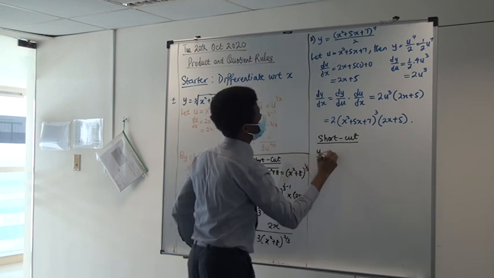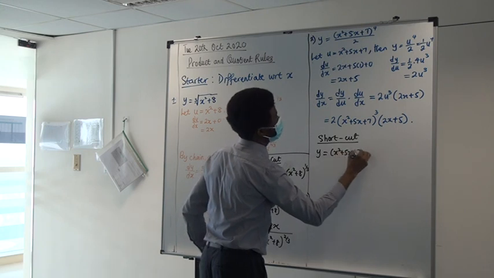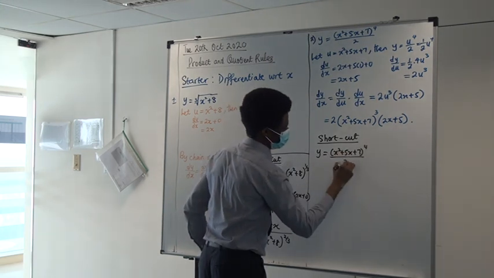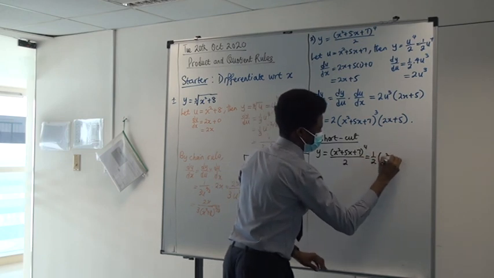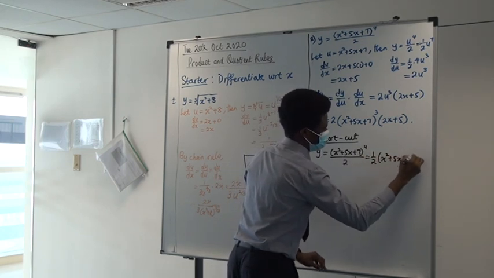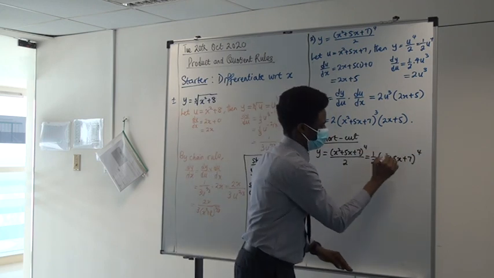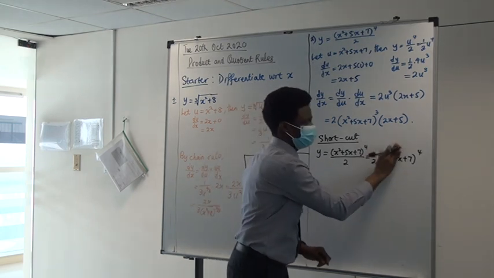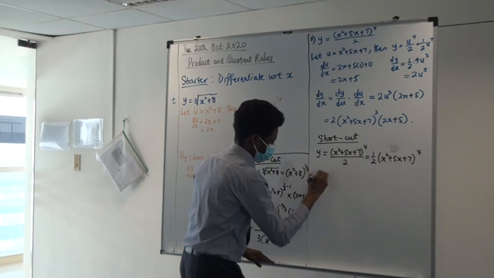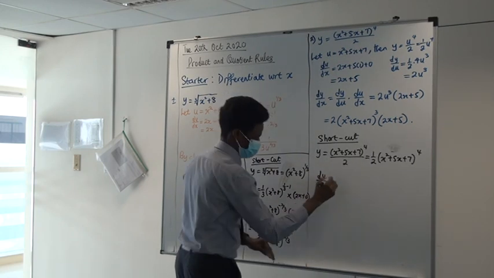From y equals (x squared plus 5x plus 7) to power 4, over 2, I could just write it as 1/2 (x squared plus 5x plus 7) to power 4. So this is one variable, p, for example. So that's like half p to power 4. Understand? So next thing is dy by dx. Yes, together now. Tell me what to write.